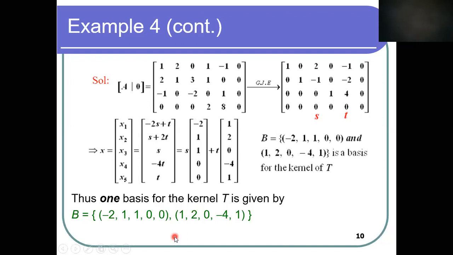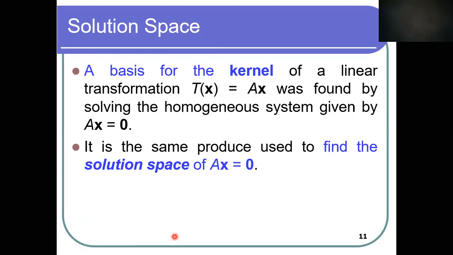So whenever we are talking about the solution space of the kernel of a transformation, when you find a basis for the kernel of the linear transformation T of x equal to A into x, we just have to find the solution of Ax equal to 0, and this is just equivalent to solving the homogeneous system of equations. So if you find some non-zero element x that makes this transformation equal to 0, all these elements are called the kernel of the transformation.